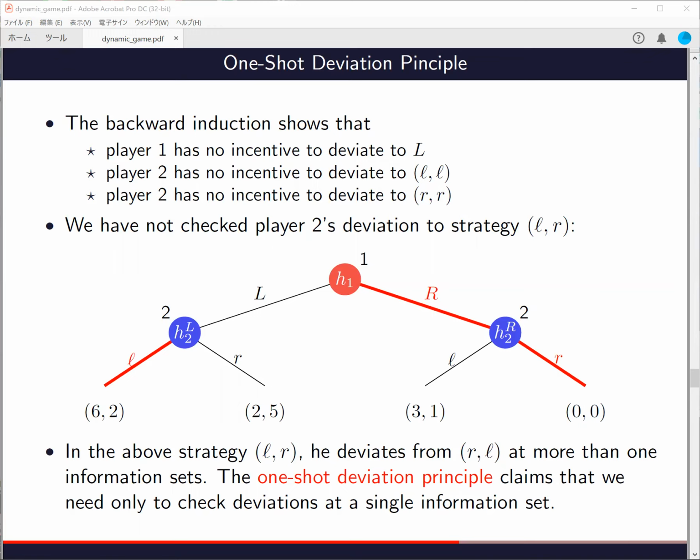It turns out that we do not need to check such a deviation due to the one-shot deviation principle. This principle claims that we only need to check deviations at a single information set to check if a given strategy profile is a subgame perfect equilibrium. This principle saves a lot of work to verify subgame perfect equilibrium because otherwise there could be a large number of deviations to consider in a more complicated game. We will see how useful this principle is when we get to repeated games.